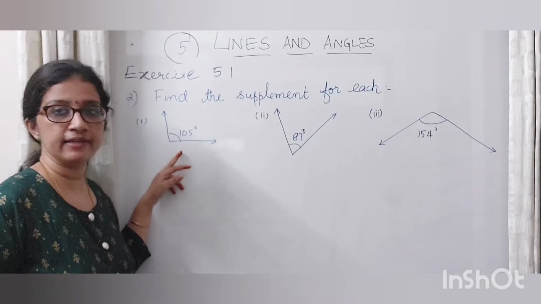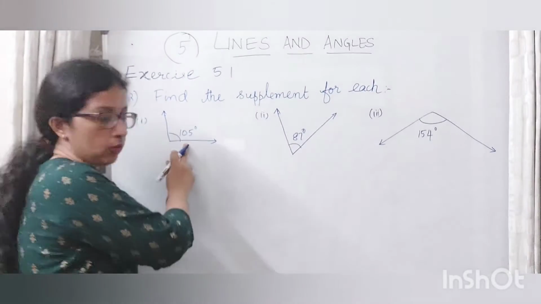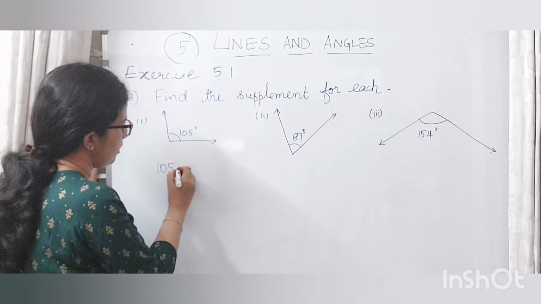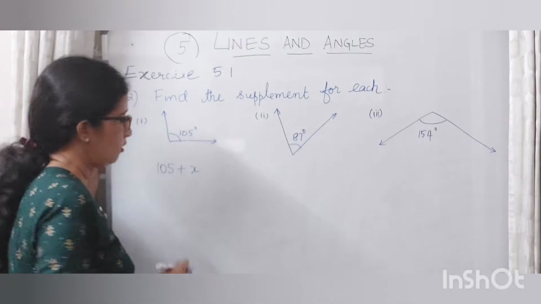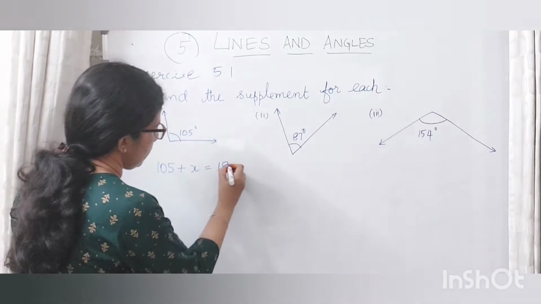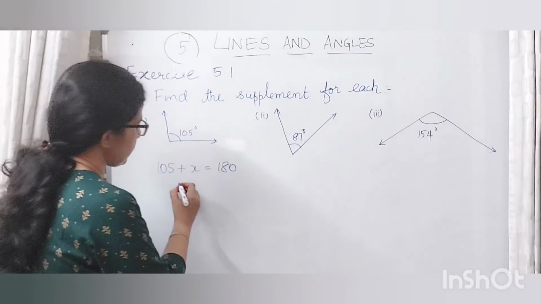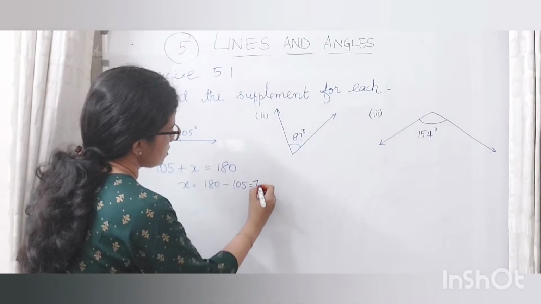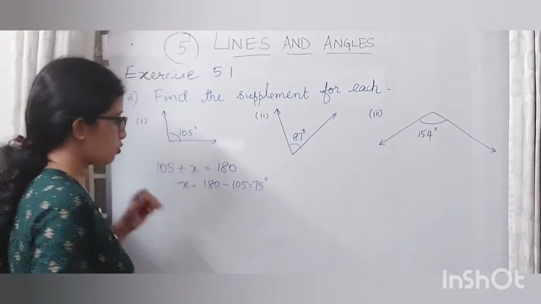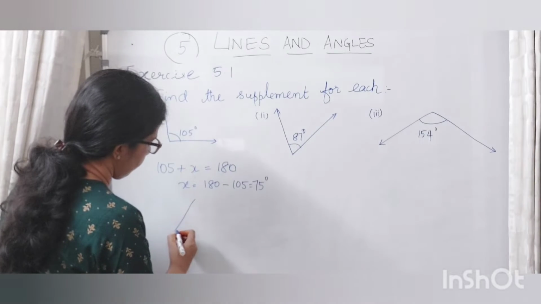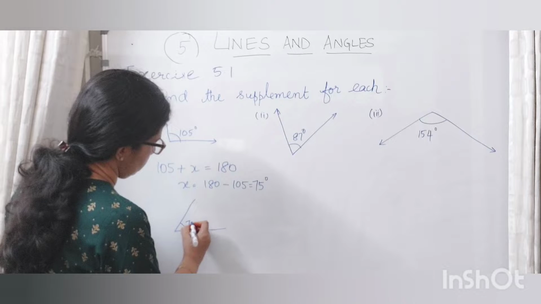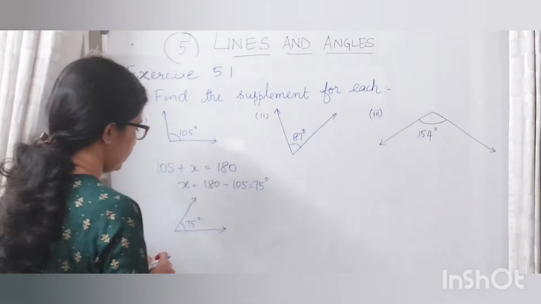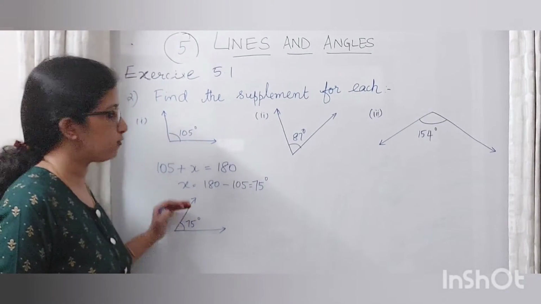First one is 105 degrees. If you want to find the supplement for this angle, you should know that 105 plus, let x be the supplement, 105 plus x is equal to 180. Correct? So what is x? x is equal to 180 minus 105, that is equivalent to 75 degrees. So draw an angle measuring 75 degrees. This is just approximate. This is the supplement for this angle.